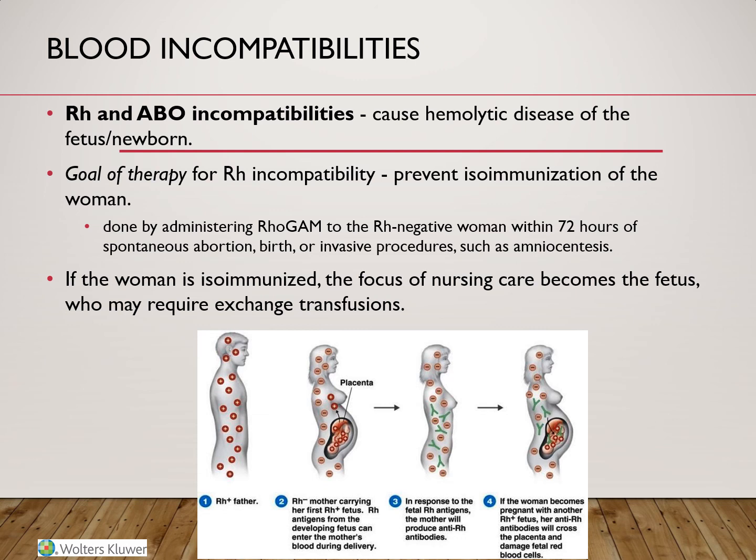And this is more likely to occur during an invasive procedure such as an amniocentesis. The risk also increases during active labor or spontaneous abortion, or when there is a separation of the placenta during the birth. And we have two types of blood incompatibilities. One will be the Rh incompatibility, and the second one will be the ABO incompatibility.